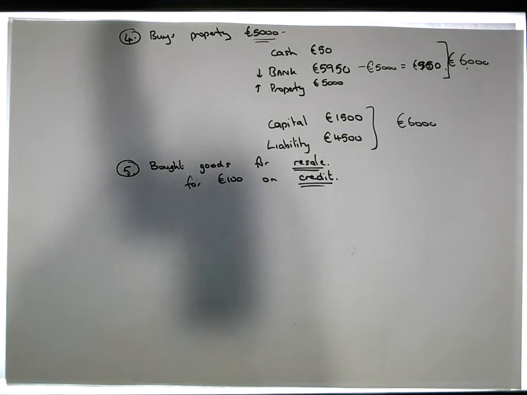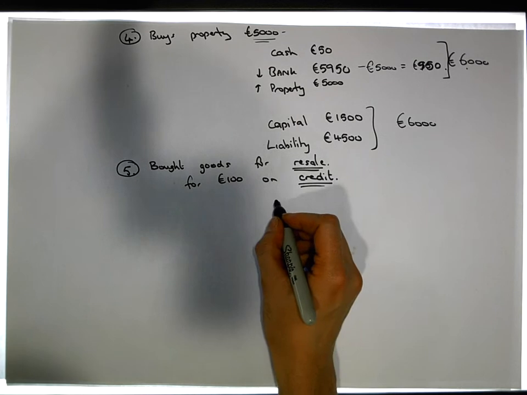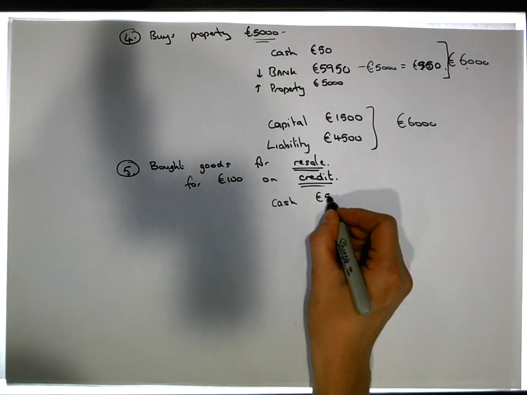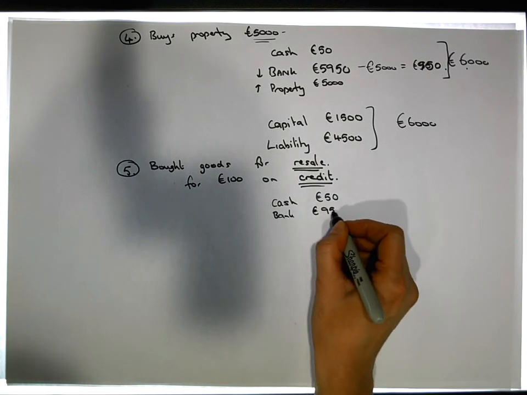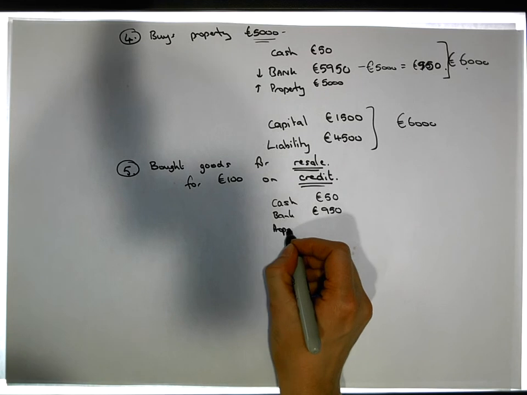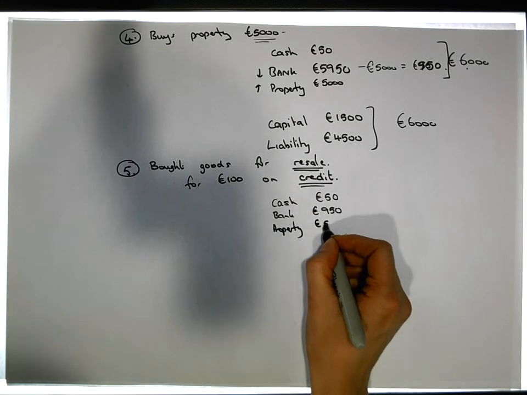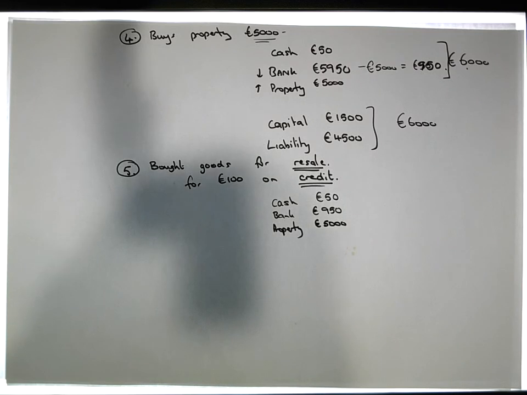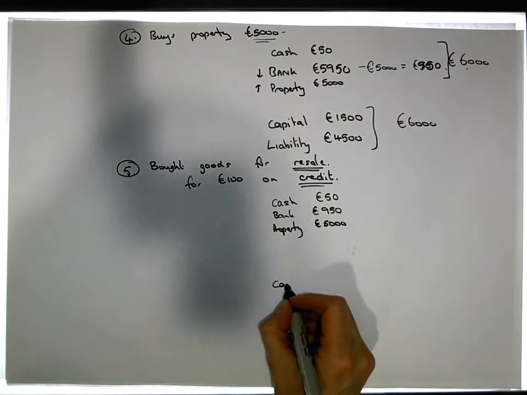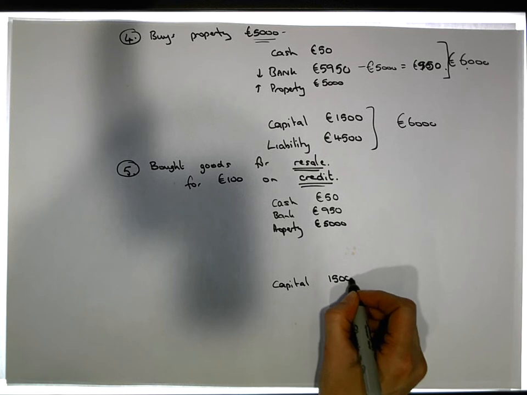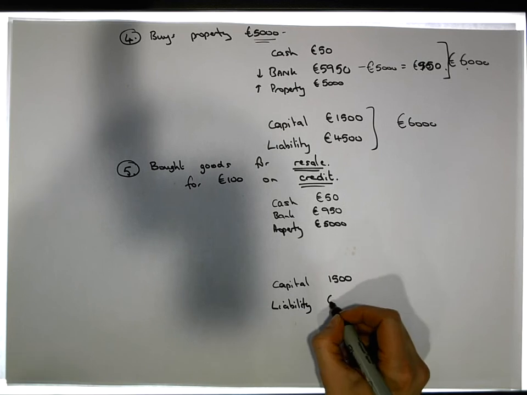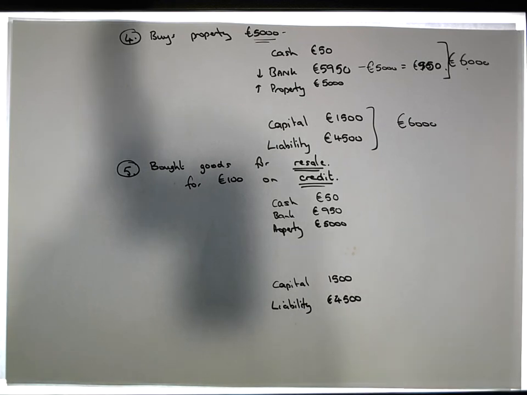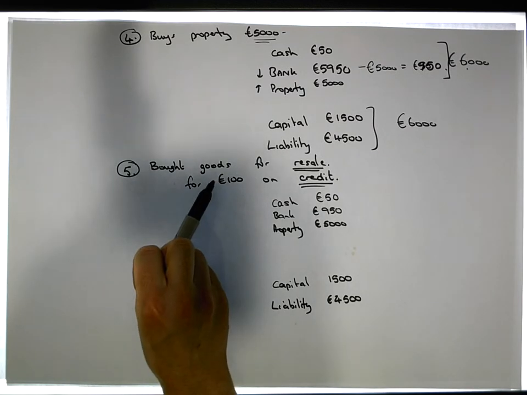How will this impact our items? Cash won't be impacted because no money has come out of the cash balance. Bank also won't be impacted because we haven't actually paid for the goods yet. And our property won't be impacted because we haven't increased our property asset. So they are not impacted. Our capital isn't impacted because we haven't got any more money from the sole trader. Our liability is impacted because we owe 4,500 to the bank. But what now do we owe? We owe €100 to the supplier or the person who gave us the goods.